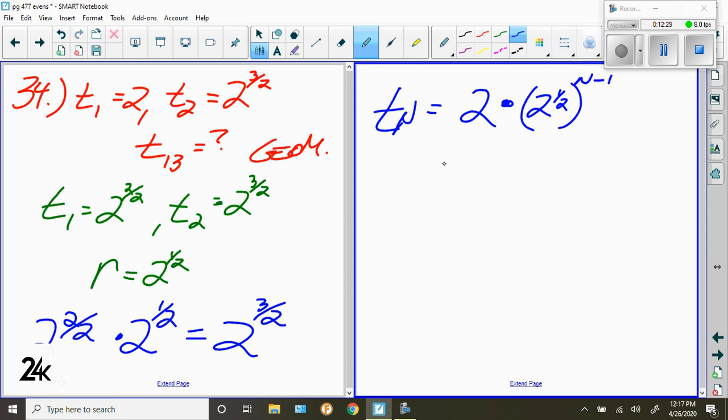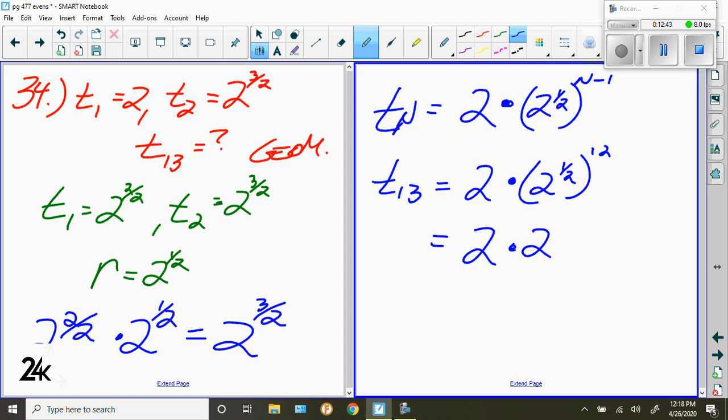So then if we wanted to find the 13th term, it'd be 2 times 2 to the 1 half to the 13 minus 1, which is 12. So this would be 2 times 2 to the 6th, which would be 2 to the 7th. And if you get out your handy dandy calculator and just go 2 to the 7th, boom, 128. I like that one a lot. These were a little more challenging than the odds.